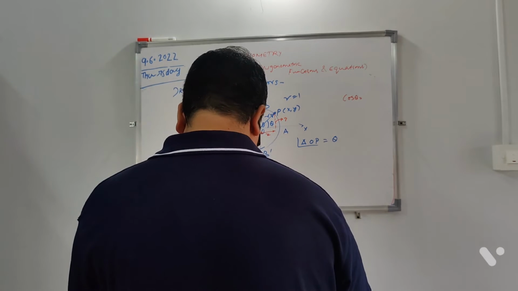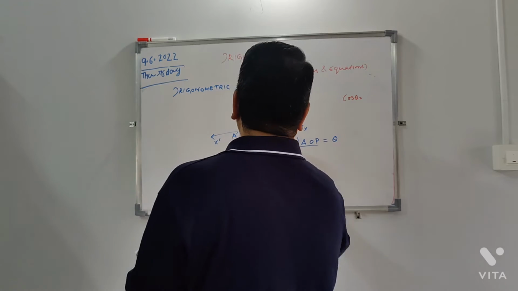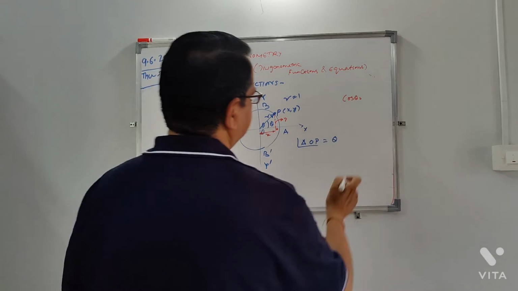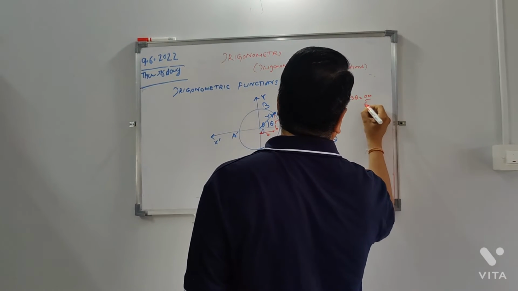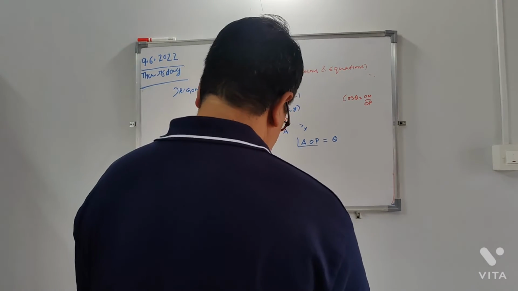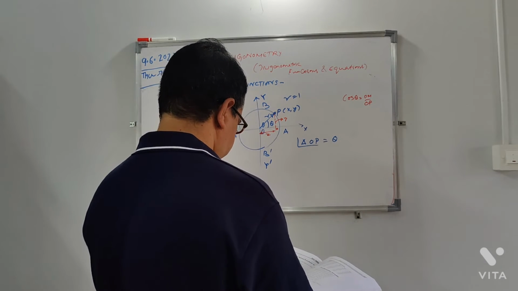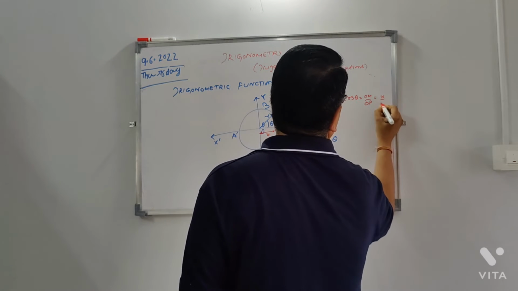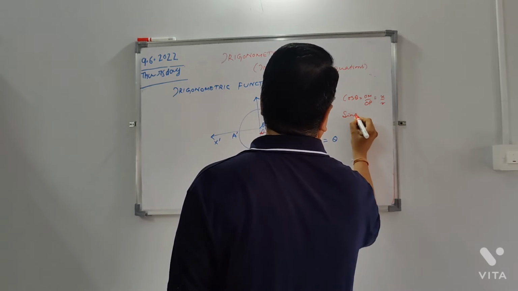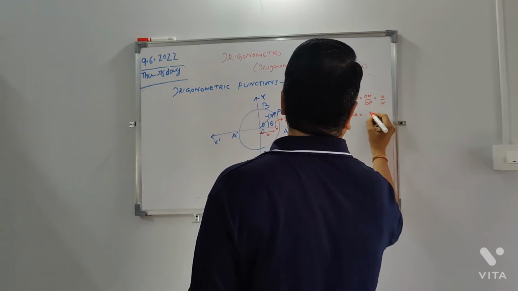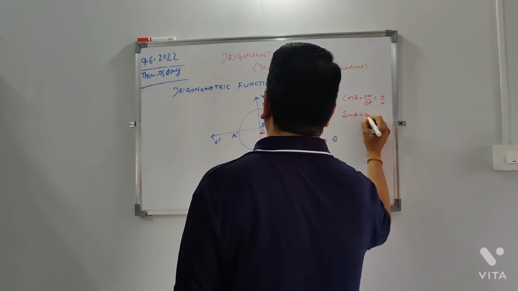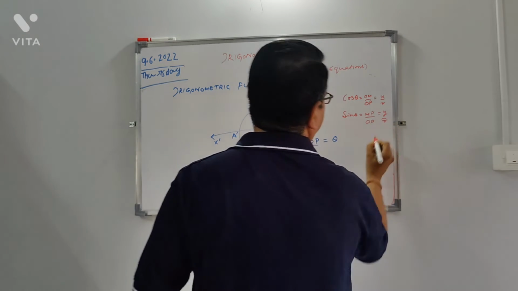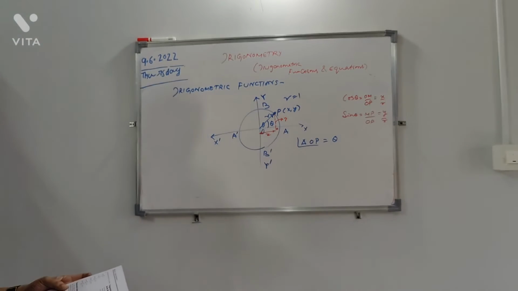So this point is O and this point is M. So your cos theta is OM by OP, which is equal to x by r. Similarly, sin theta is equal to MP by OP, which is equal to y by r. So this is your sin theta.